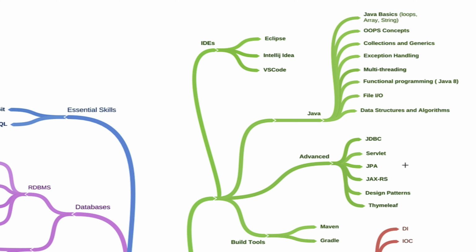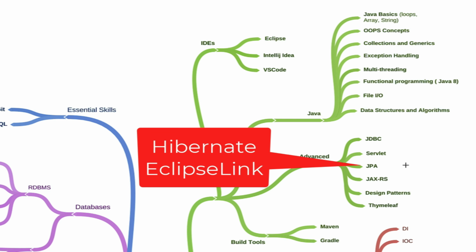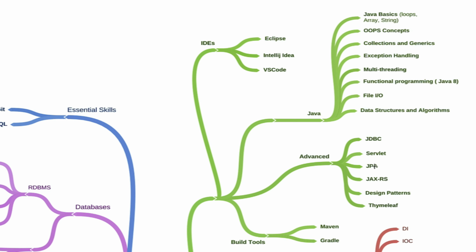JPA is just a specification, and there are a lot of implementations available. For example, Hibernate and EclipseLink. Okay, so these are the two popular implementations of the JPA API.